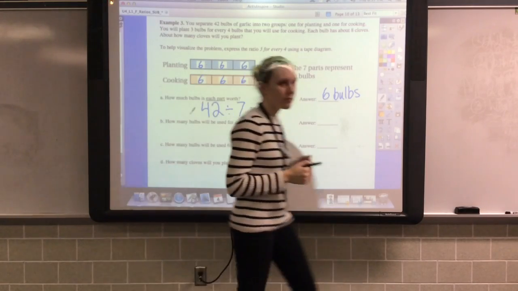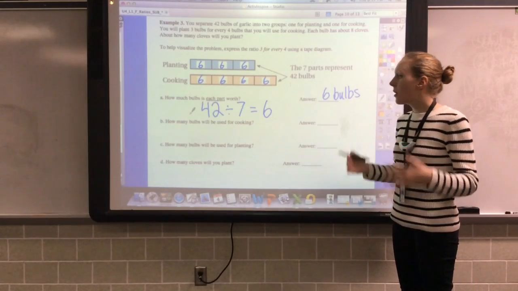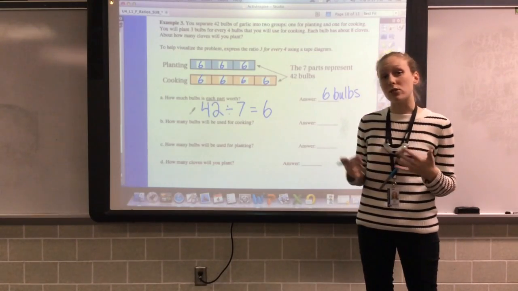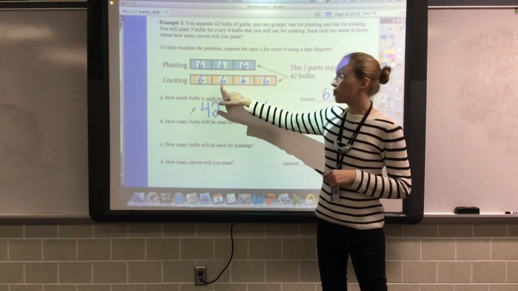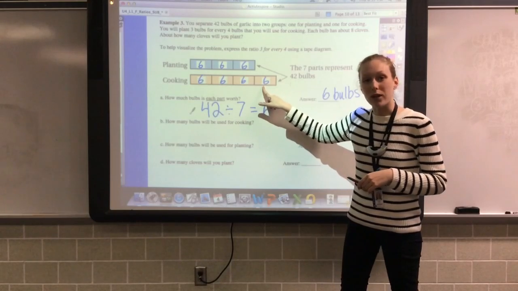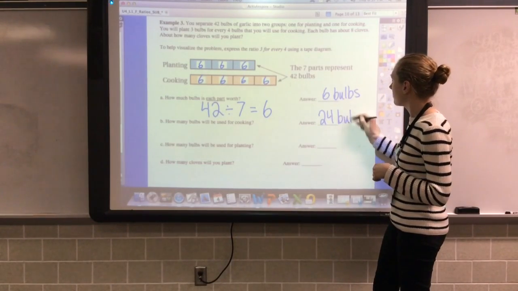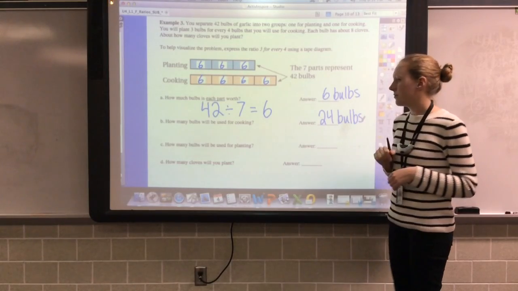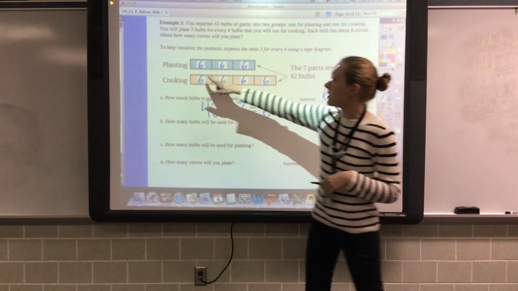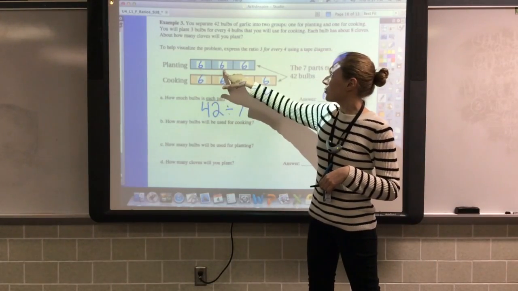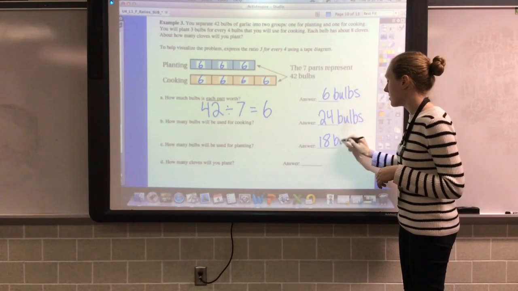Okay. So that was part A. Each one is worth 6 bulbs. Part B is how many bulbs will be used for cooking. So if I look at my cooking here, I have 6, 12, 18, 24 bulbs. For part C, how many bulbs will be used for planting? Look at the planting. 6, 12, 18. So this is 18 bulbs.